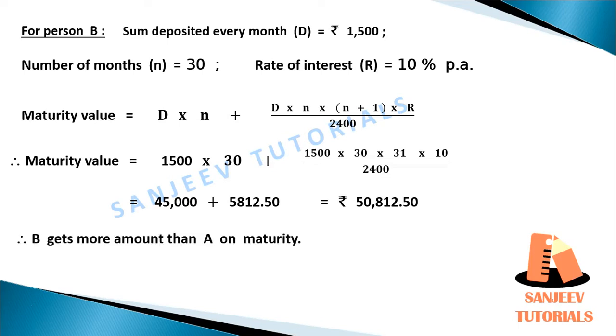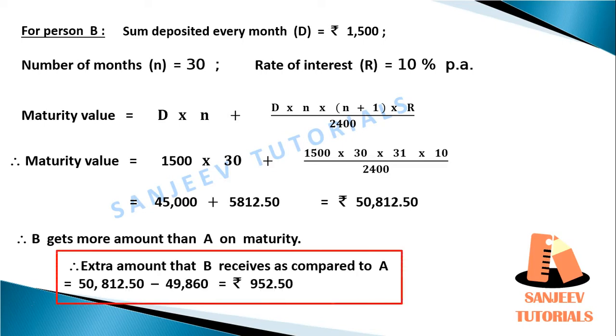50,812.50. So it is very clear that B gets more amount than A on maturity, and we are supposed to find the difference in these two values. So the extra amount that B gets as compared to A is rupees 952.50. So this is our final answer.